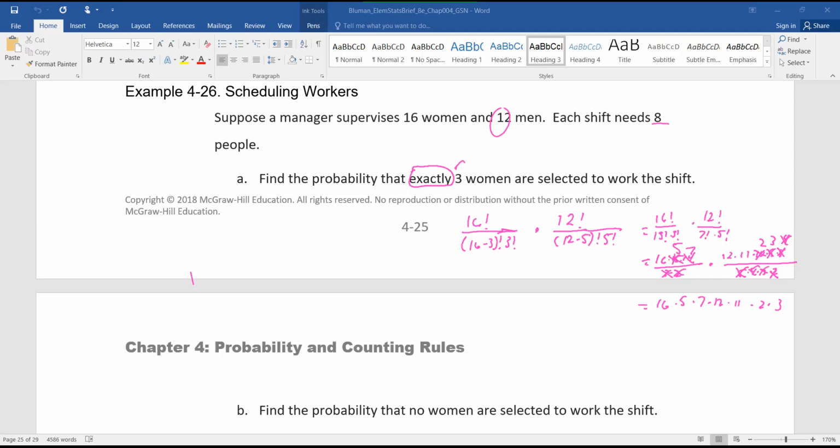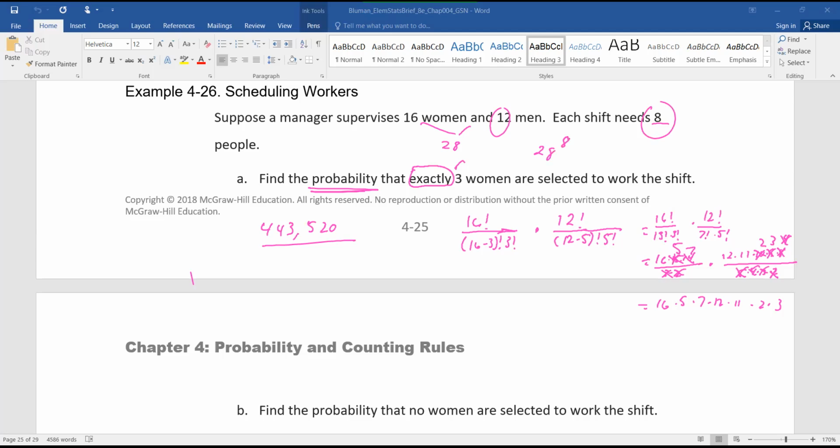All right. Now here's the issue. We're trying to find the probability, not the amount of combinations. So you just found all the different combinations of getting exactly 3 women out of basically 28 people. You would have to divide that by however many combinations there are in total. There are 28 total people here, and I'm selecting 8 of them. This is 28 to the 8th power that needs to go on the bottom.